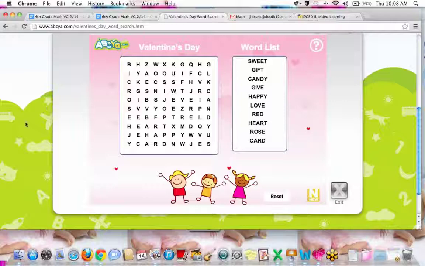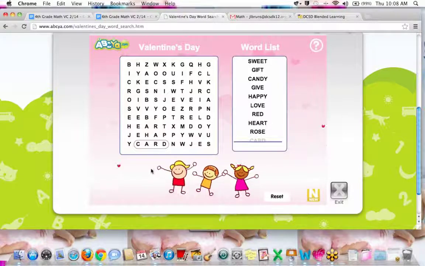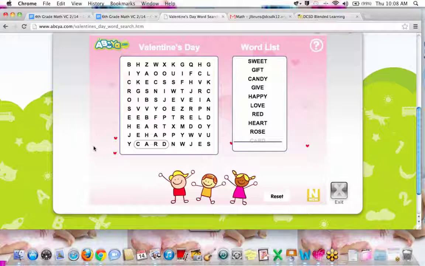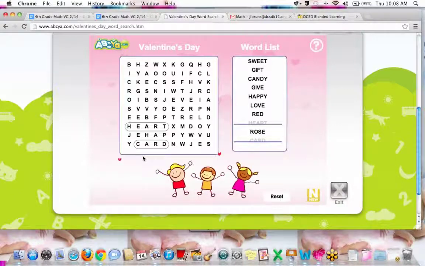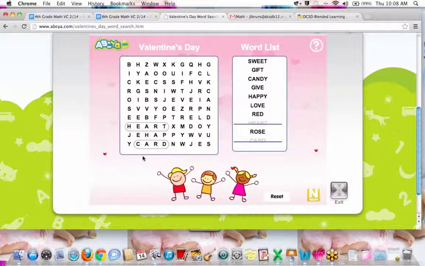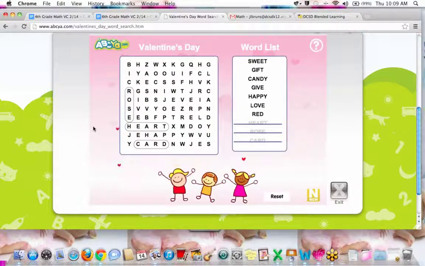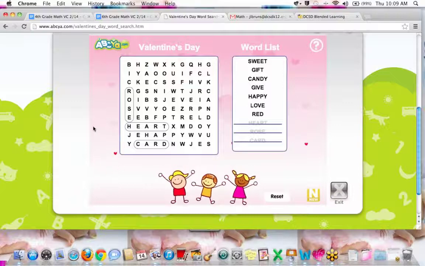I see one. Card. Yay! I found another one. All right, Jack. Heart. Right? Yeah, I see it. Ashley. Rose. It's like right above heart. Oh, yeah. Yay! Oh, this is so much fun. It's like the regular classroom.